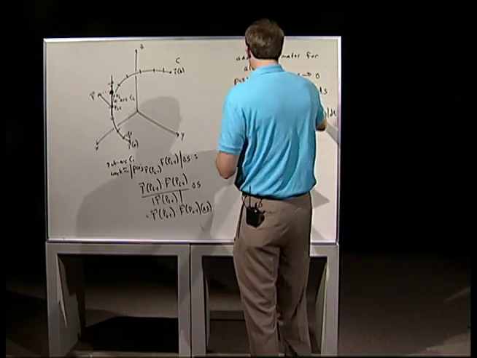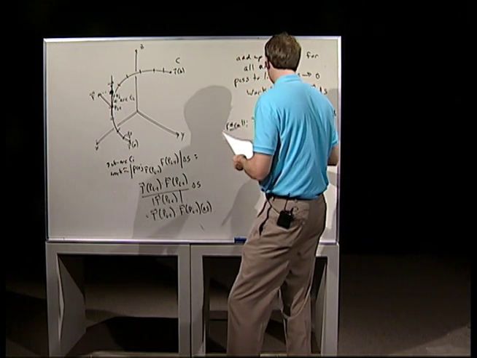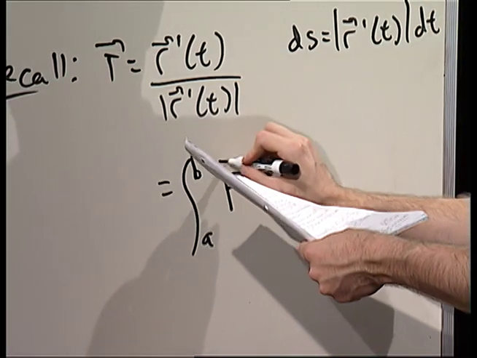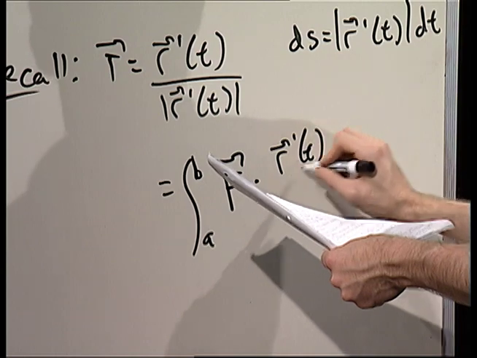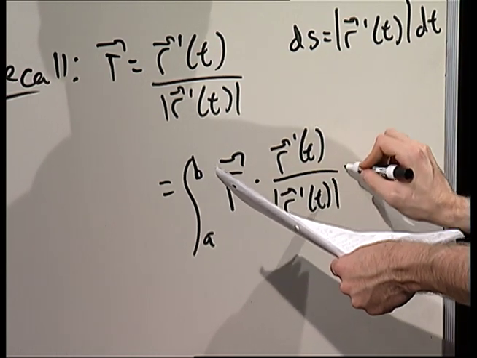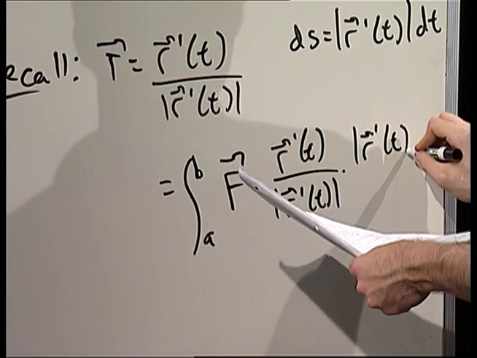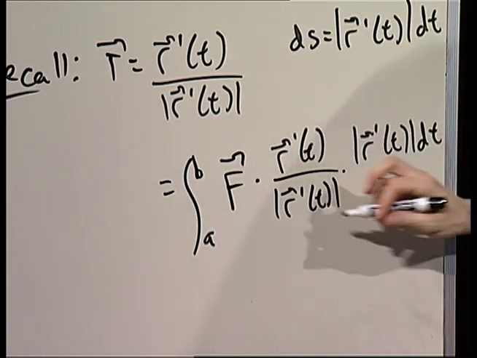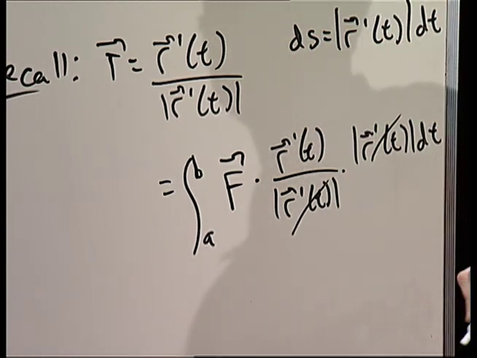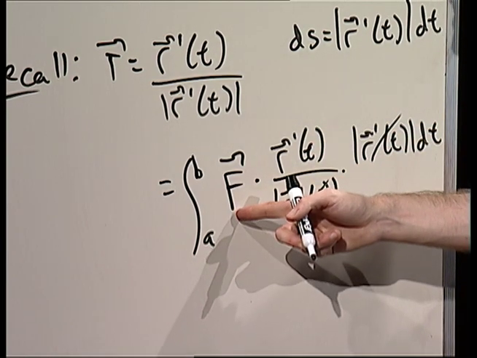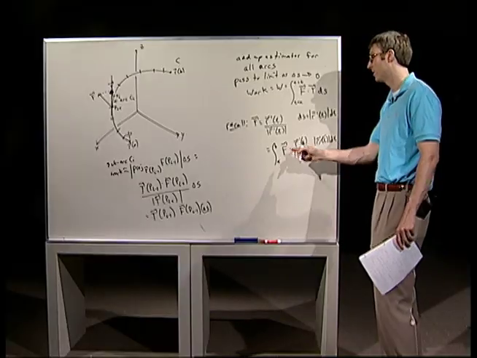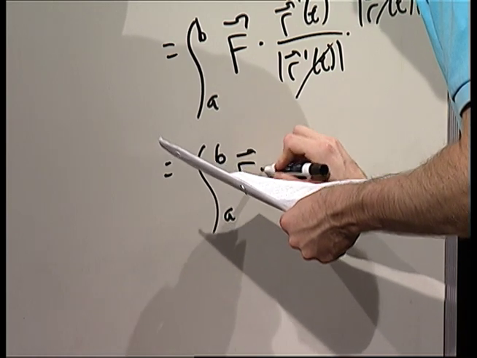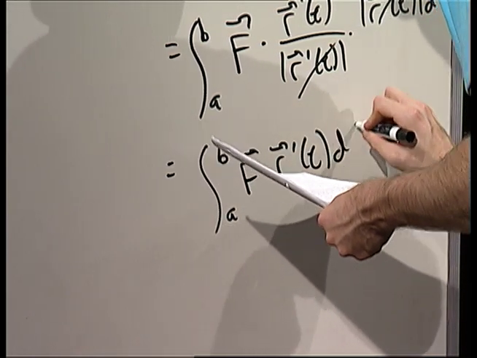So let's take our initial integral and write it down here. This is now t from a to b of F dot r prime of t over the length of r prime of t, times the length of r prime of t dt. This is literally what I get when I substitute in these two. Cancel, cancel, and everything is in terms of t now. This is x, y, z, but x, y, and z are functions of t. This is r of t. So this is now the integral from a to b of F dot r prime of t dt.